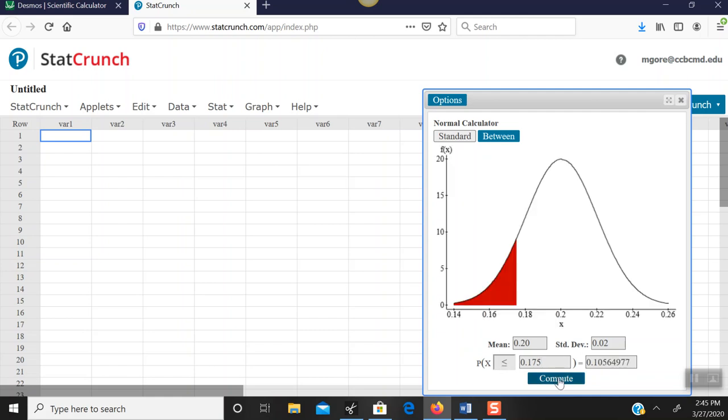And we get that. And we can see right there in that picture, that is exactly what we drew on the other page, with the exception that there's red shading, and I shaded in blue. But that is the area to the left of 0.175. So that probability is 0.106. If you can see there, rounding to three digits.